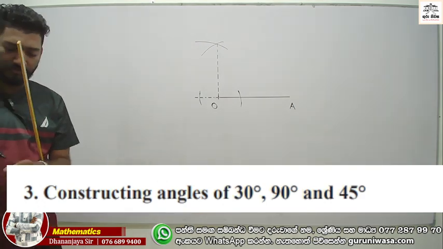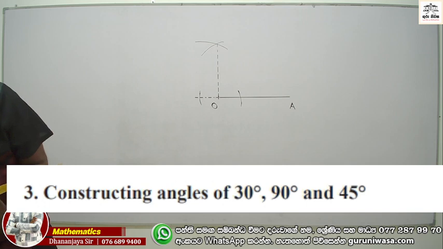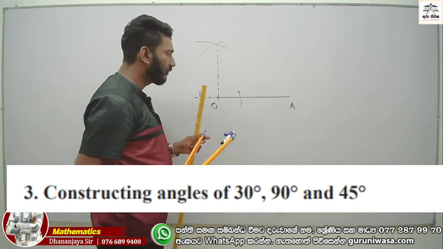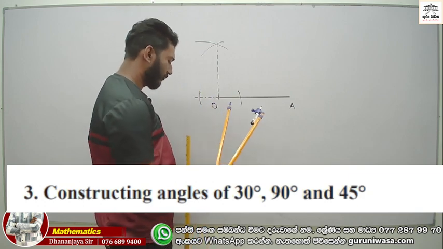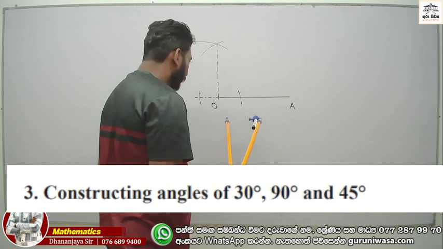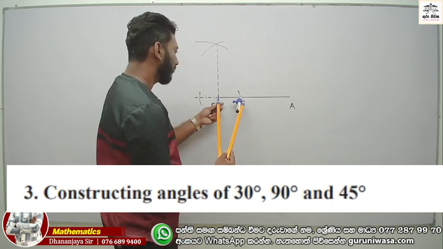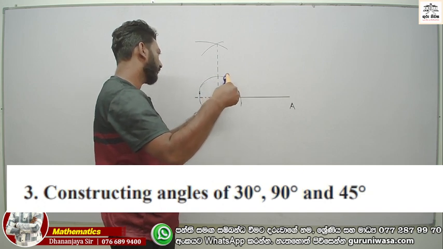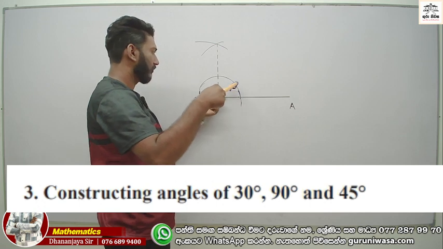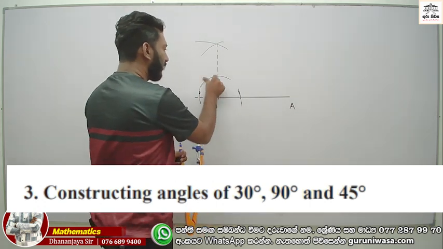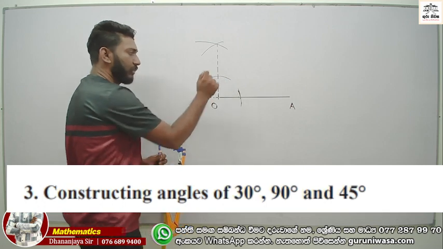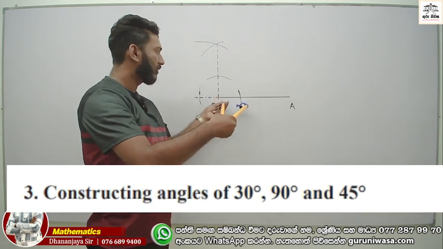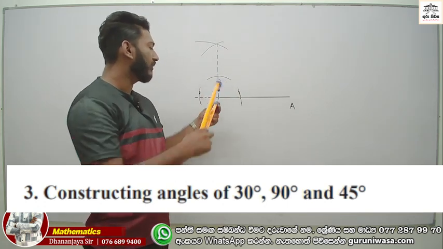But I want to draw the 45 degrees, right? Now look at this. I could use the same arc to here. This arc, I'm going to use the same arc here and draw like this. That means you have to draw the arc again to here. Draw the same thing, right? Now this one should be 90 degrees.